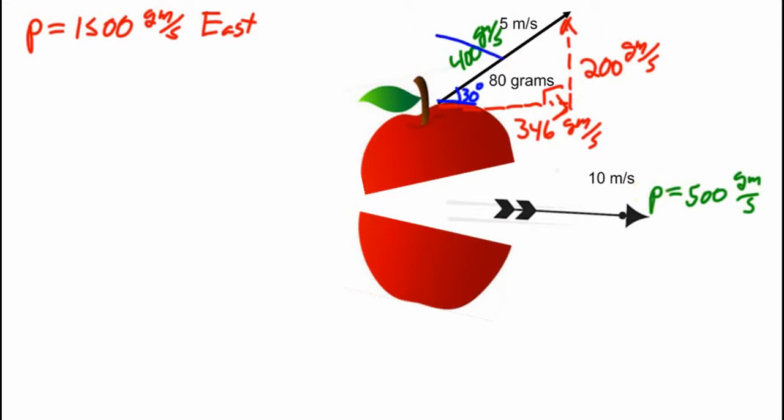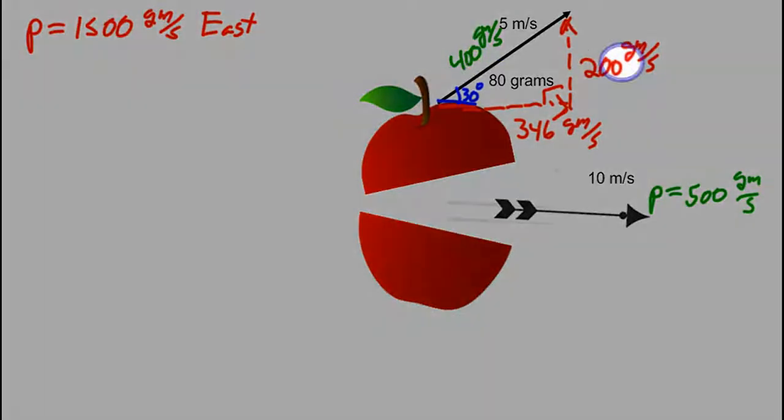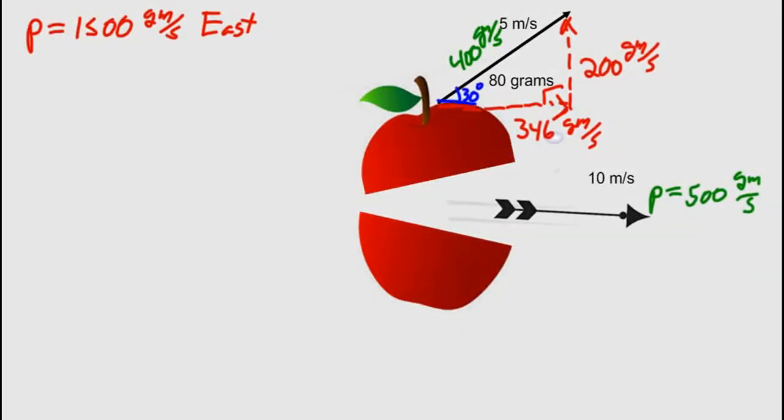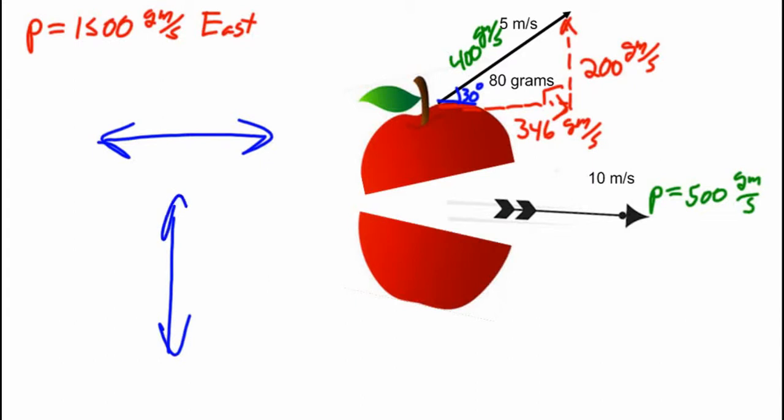Please notice we will not be using the 400 anymore. That 400, we needed it in order to get the 200. We needed it in order to get the 346, but now that we have them, we're not going to use the 400 anymore. A lot of times we get a little confused. We end up using that number again. Just don't. We're now ready to solve the problem where we have the information we need. And what we're going to do is think both in terms of east-west, and then we're also going to think in terms of north-south.